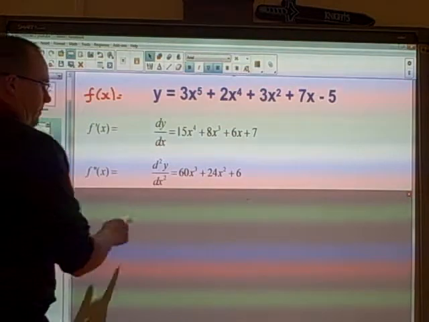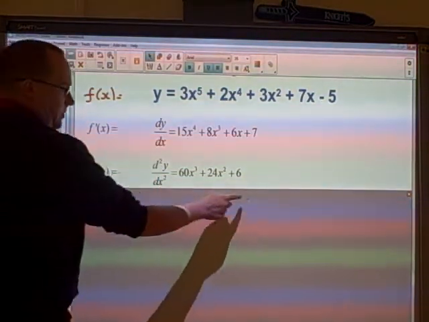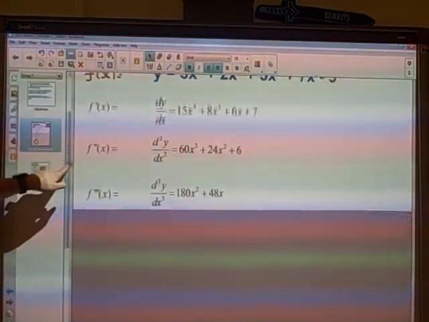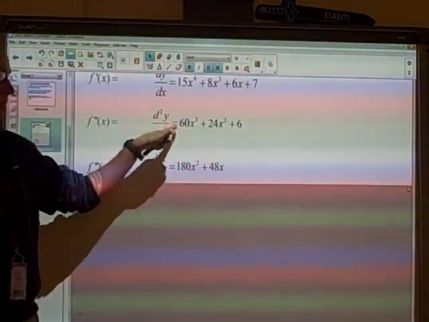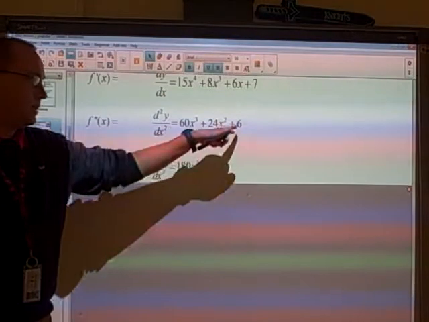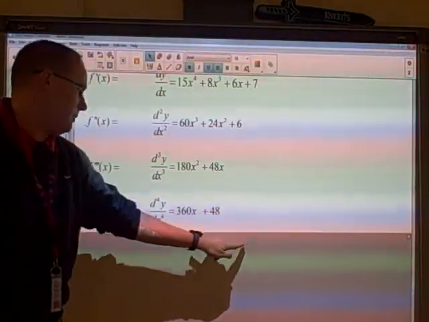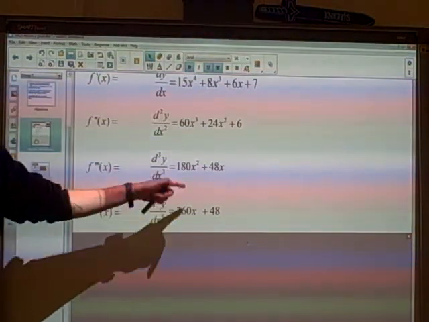So if we want to carry on differentiating, instead of putting 2, we're going to put 3 to show that we've differentiated a third time. But using the same rules, bring the power to the front, decrease the power by 1, and so on. Once again, derivative of 6 disappears, and I can carry on a little bit further still if I want to. I can do a fourth derivative.